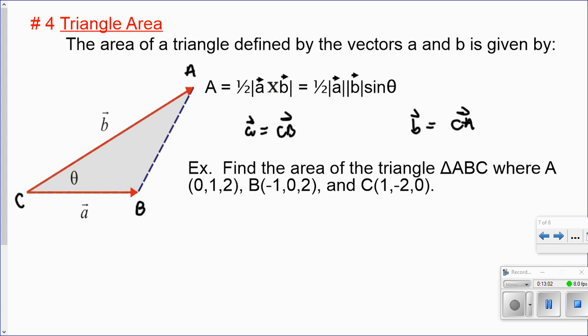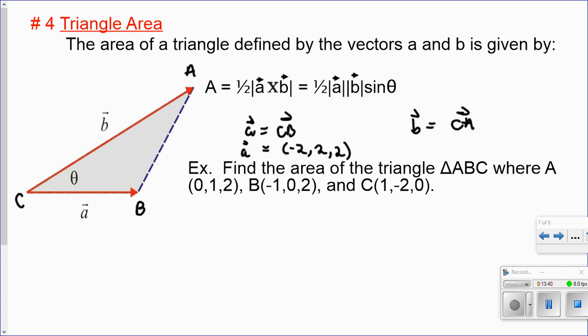So first things first, I need CB. I'm going to write it up here. CB, I end up at B and I start at C. So I'm going to go negative 1, take away 1. That's negative 2. So 0, take away negative 2 is positive 2. And then 0, take away 2. So I might have messed this up here. Sorry, I'm just going to double check this. I take B first. So negative 1, take away 1 is negative 2. 0 take away negative 2 is positive 2, and 2 take away 0 is 2.